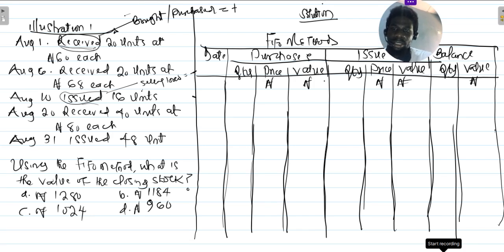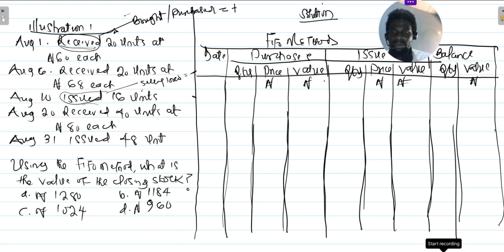Another thing you have to focus on is that the dates of the question must align: August 1st, August 6th, August 10, August 20, August 31st. So when you're solving a question like this, you have to be careful. Don't post August 10 before August 6. You have to post according to the date, year, or month given. So now let's solve this question.